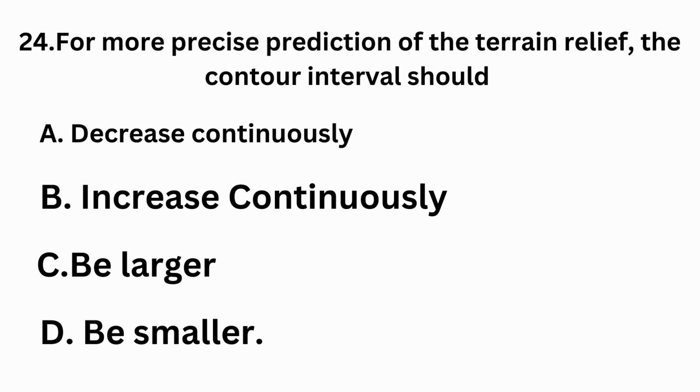24. For more precise prediction of the terrain relief, the contour interval should: A. Decrease continuously, B. Increase continuously, C. Be larger, D. Be smaller. A contour interval is the vertical distance or difference in elevation between contour lines. And for more precise prediction of the terrain relief, the contour interval should be smaller.